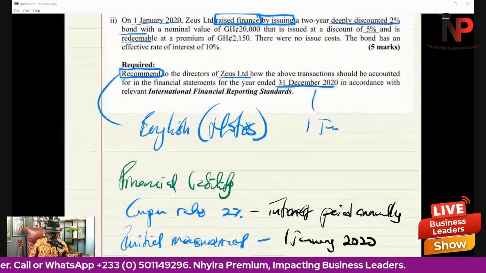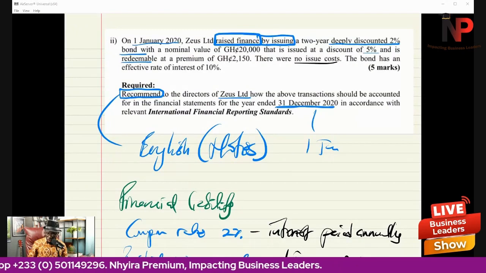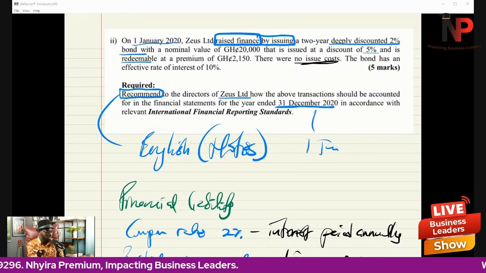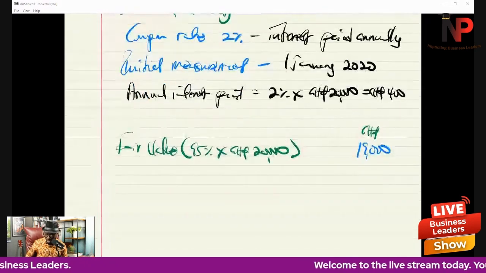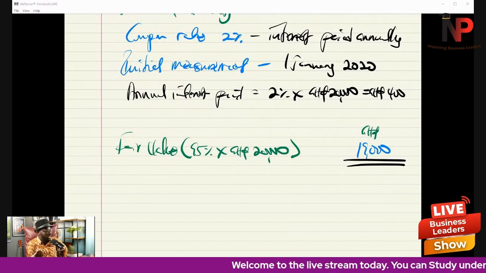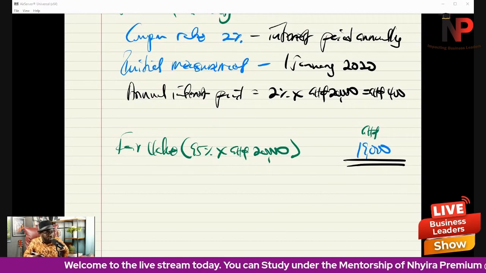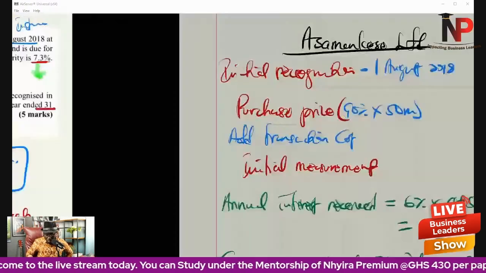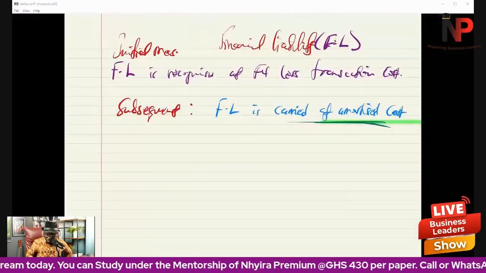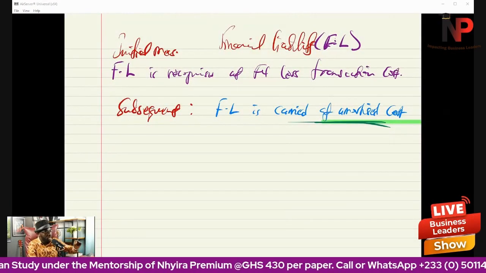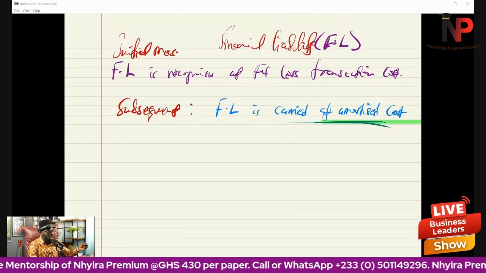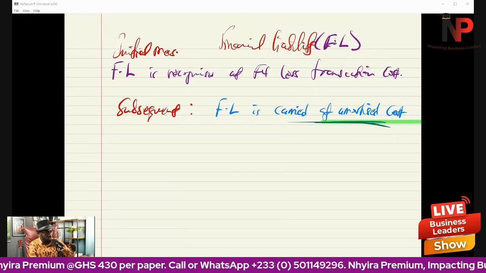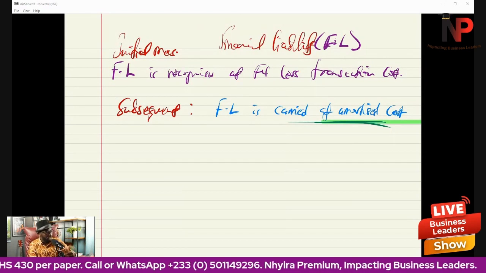Let's continue to read. There were no issue costs. So in this question, there was no issue cost, which means the initial measurement of the bond becomes the 19,000. If there was an issue cost, we would have subtracted it, because remember the principle. What does the principle say? The principle states that a financial liability is recognized at fair value less transaction cost. Here, there is no transaction cost.